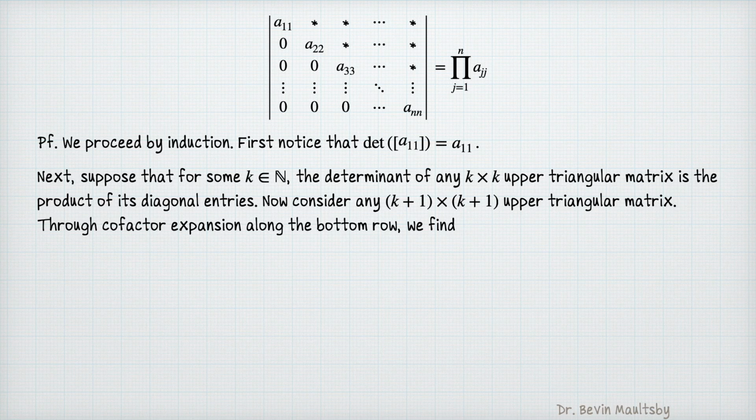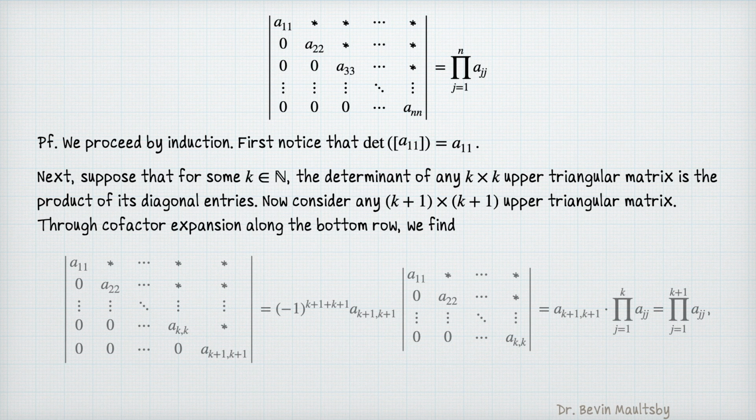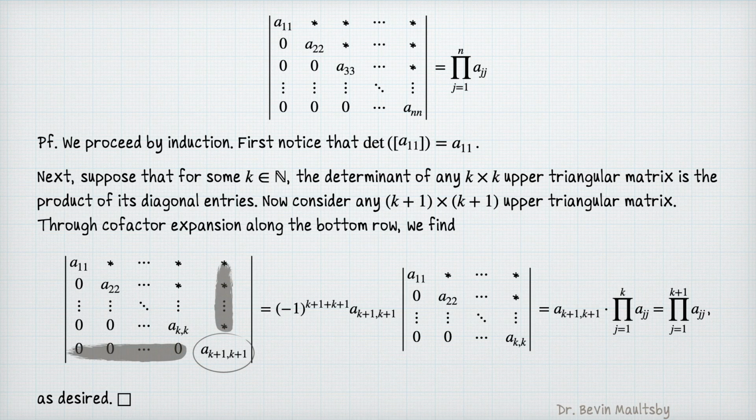Now consider any k plus 1 by k plus 1 upper triangular matrix. In order to prove the desired equality, you have to know how to compute the determinant. So assuming that you've seen cofactor expansion before, you'll recognize that as we go along the bottom row, most of the terms in our determinant computation will be 0. So they will vanish because of the zeros on the bottom row. However, when I arrive at that last term, it does contribute to the determinant computation.